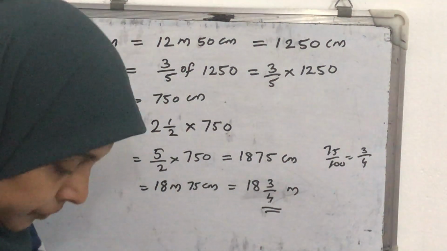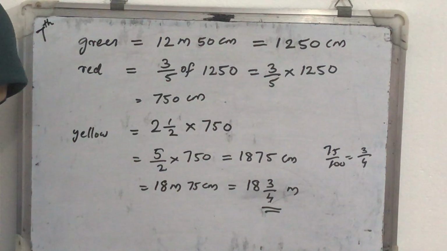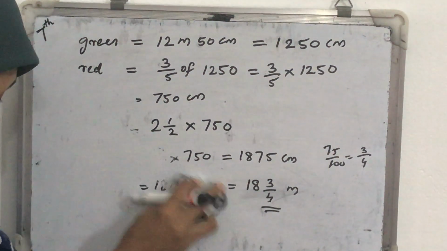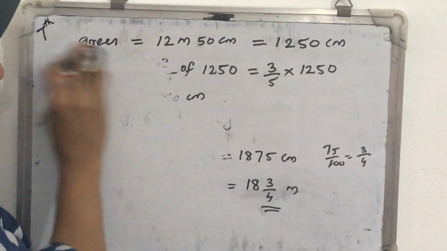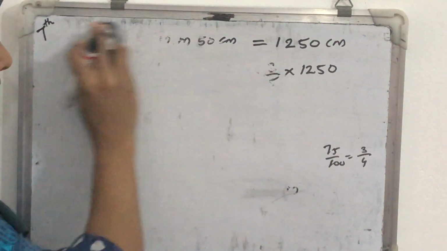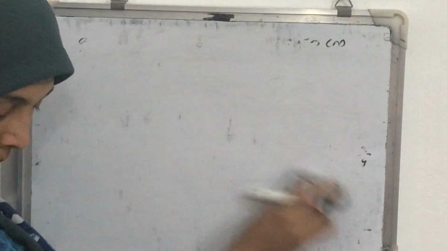Next question. 1800 people visited a book fair. 7 by 18 of them were men and 11 by 24 of them were ladies. The remaining were children. What fraction of them were children and how many children were present? That is the question. So in total, how many people visited that book fair?